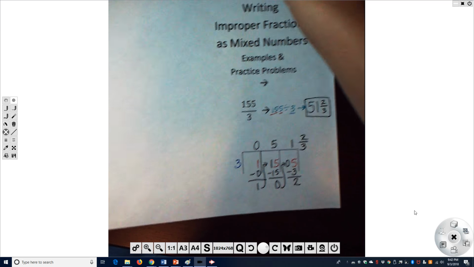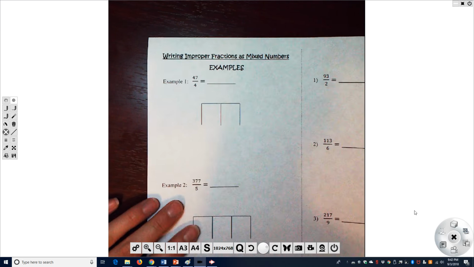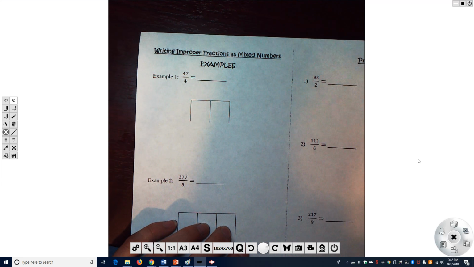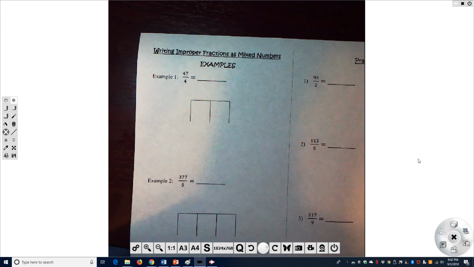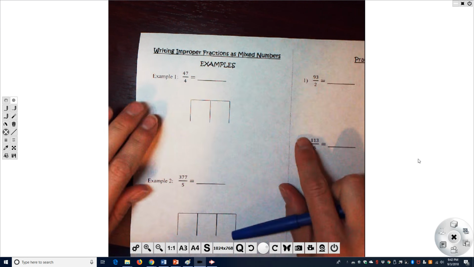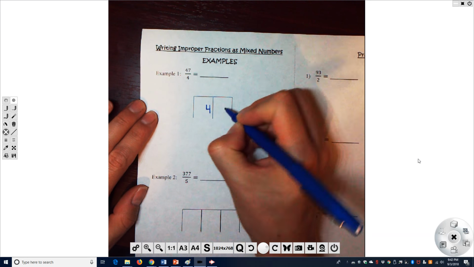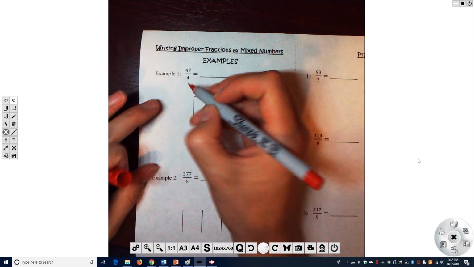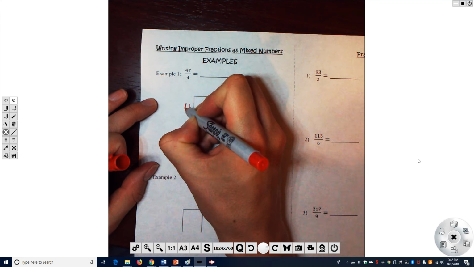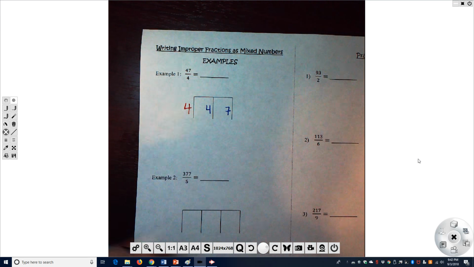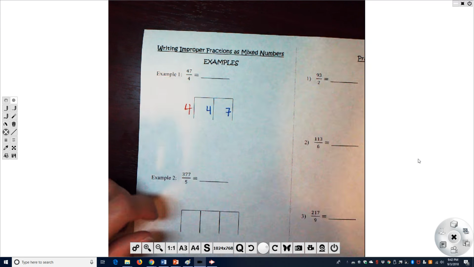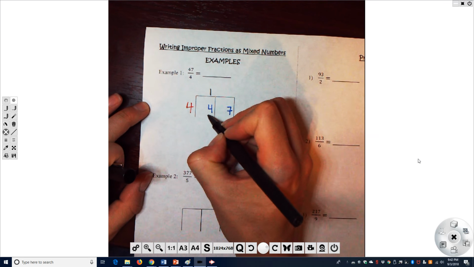Let's look at the next example on the inside of your notes. 47 over 4. So think about how you'd set this up. The 47 should go on the inside of our boxes, and the 4 should go on the outside. And then what number goes above the blue 4? Well, what times 4 is 4? It's 1.